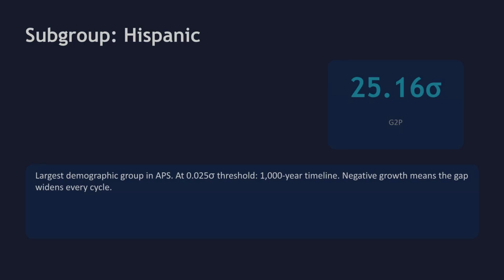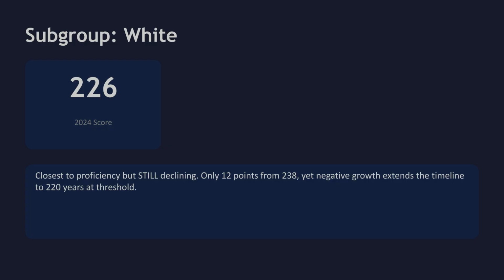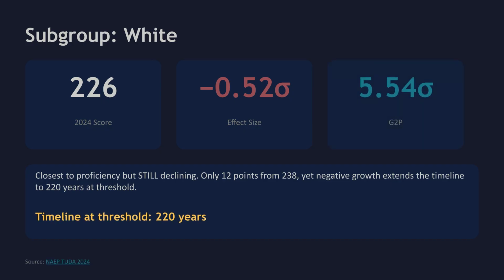The Hispanic subgroup, the largest demographic, has a 2024 score of 193 and an effect size of -0.58 sigma. This negative growth means the gap widens every cycle. At the threshold, the timeline to proficiency is 1,000 years. The white subgroup has a 2024 score of 226, closest to proficiency. However, with a -0.52 sigma effect size, they are in active retreat. This extends their timeline to proficiency at the threshold to 220 years.